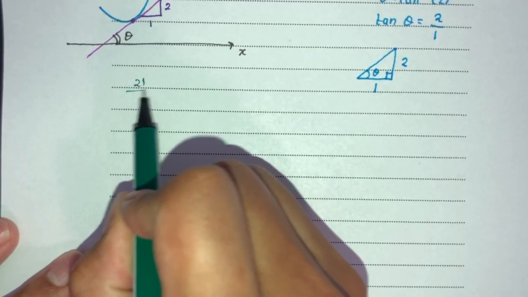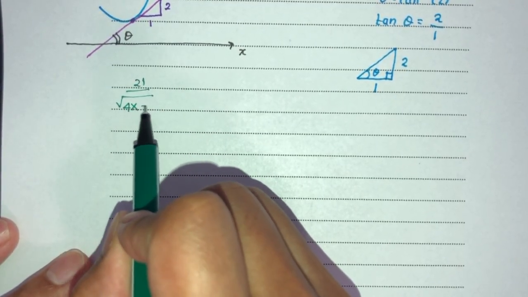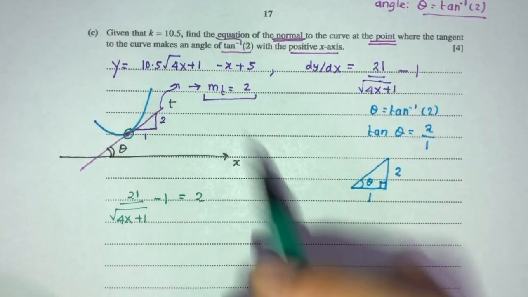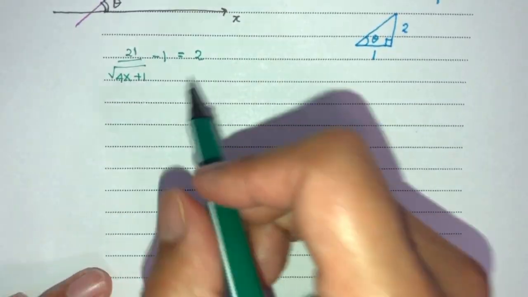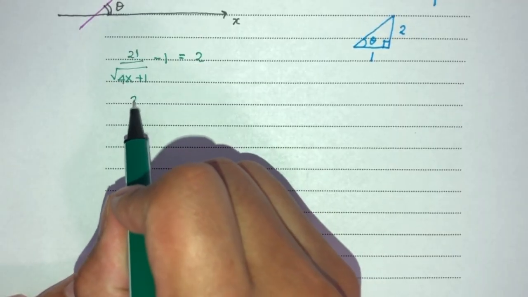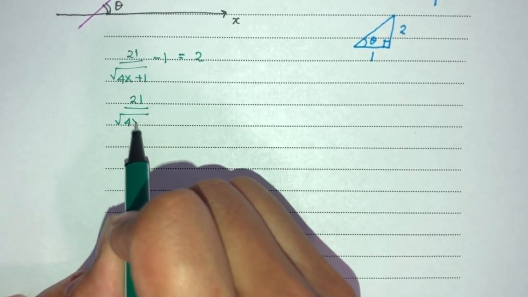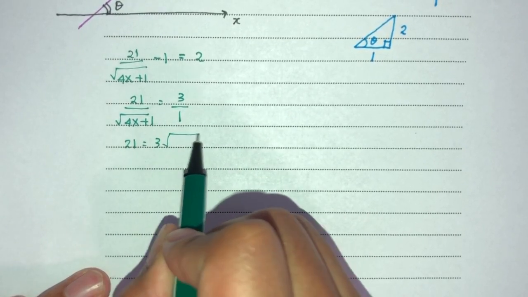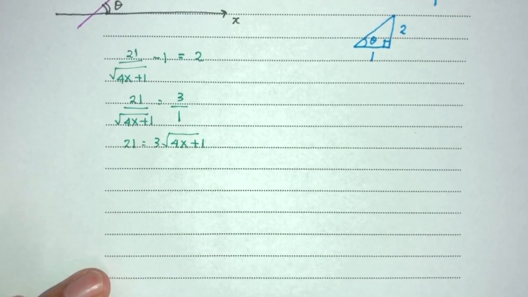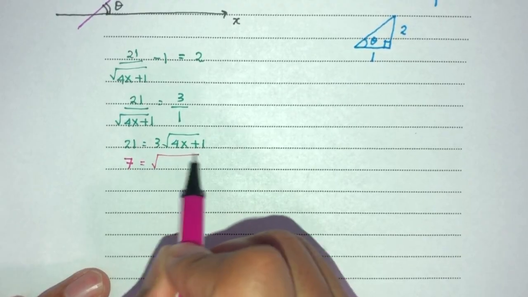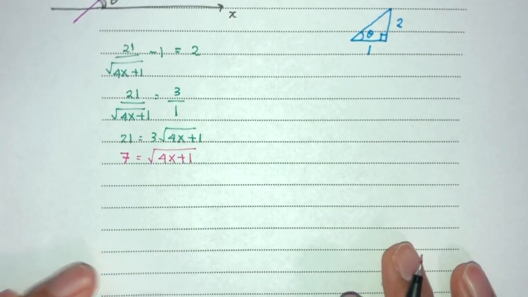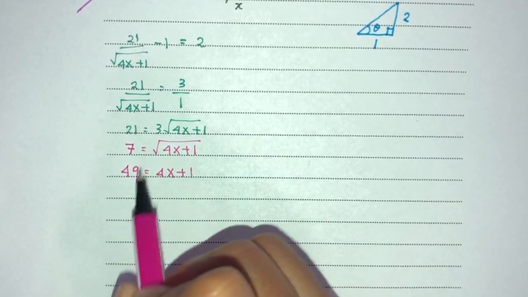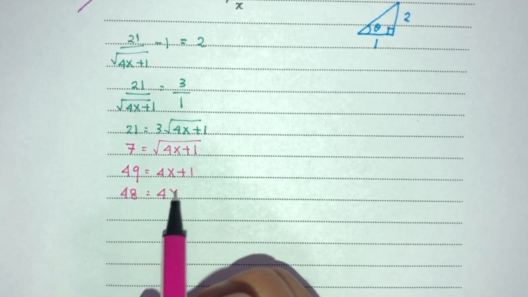That is 21 over root of 4x plus 1, minus 1, is equal to the value of 2. Again, at this point that we don't know. Now we can play around, send this over here, you will have 21 over root of 4x plus 1 is equal to 3. Cross multiply, you will have 21 is 3 root of 4x plus 1. Divide by 3 on both sides, you will have 7 is root of 4x plus 1. Now square both sides to remove the square root. That will become 49 is 4x plus 1. Send this over here, become 48. That will become 4x, x will be the value of 12.